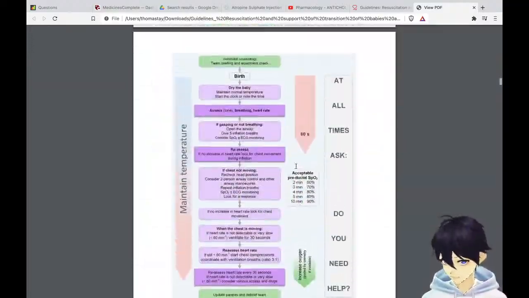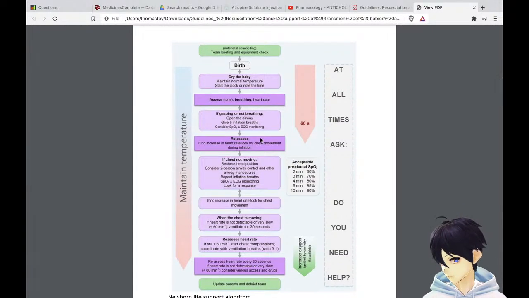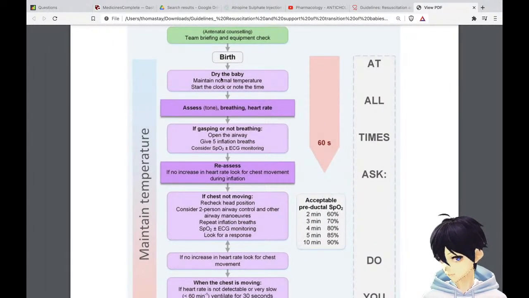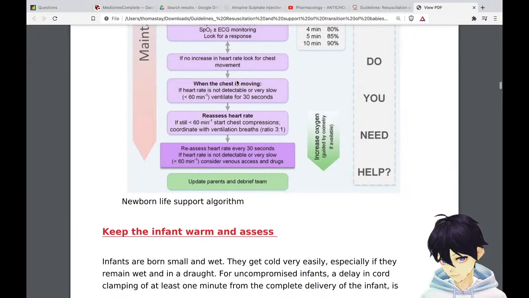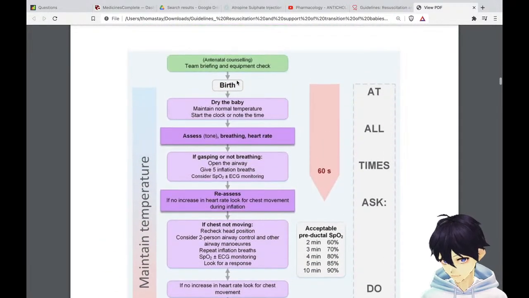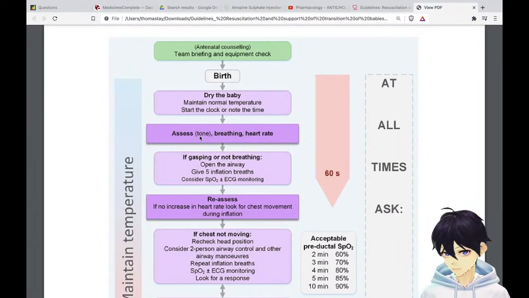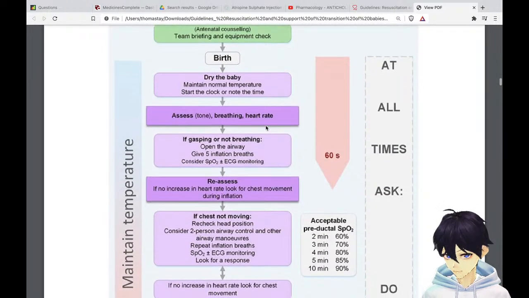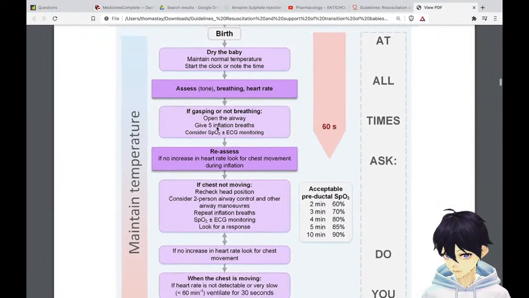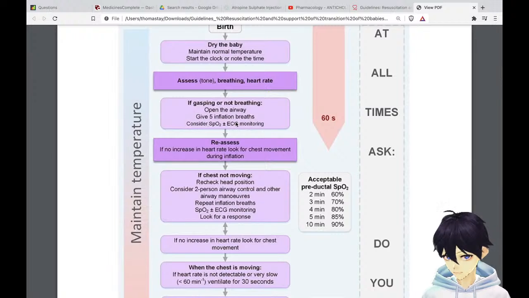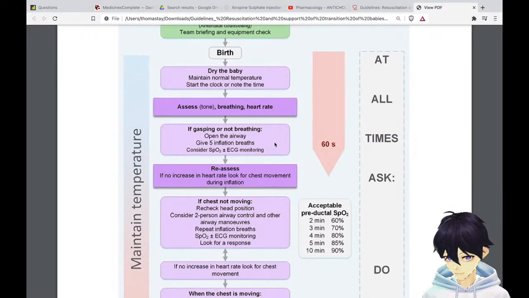Is there an algorithm here? Birth, dry the baby. Oh yeah, okay. There's an algorithm here. Much easier. Birth, dry the baby, maintain normal temperature, start the clock or note the time. Assess for tone, breathing, heart rate. If gasping or not breathing, open the airway. It's all within 60 seconds, yeah? Open the airway, give 5 inflation breaths.